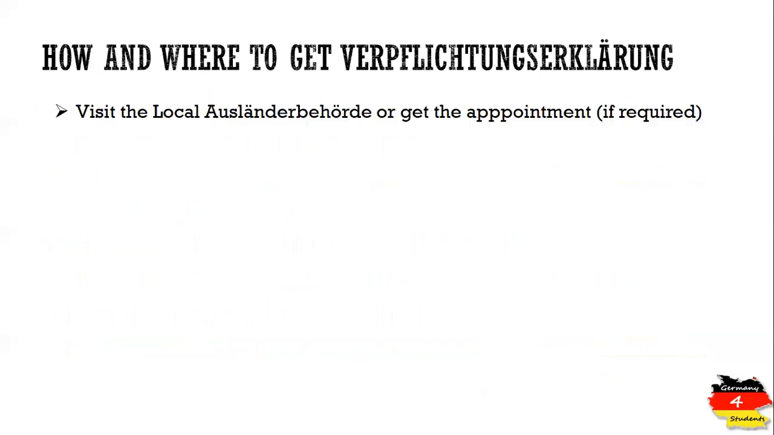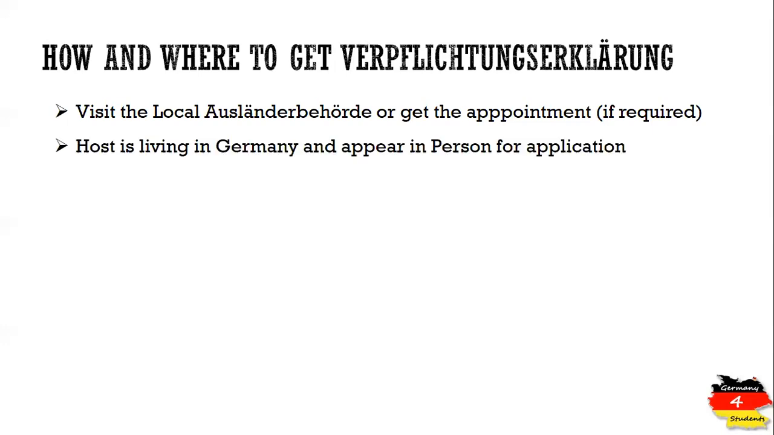Now we talk about how you can get it and where to get Verpflichtungserklärung. In order to get the Verpflichtungserklärung, you need to visit the Ausländerbehörde personally. And in some cities, it's important that you get an appointment. So it depends on your local Ausländerbehörde how they deal with you. Either you can visit personally without an appointment, and if an appointment is required, please get an appointment.